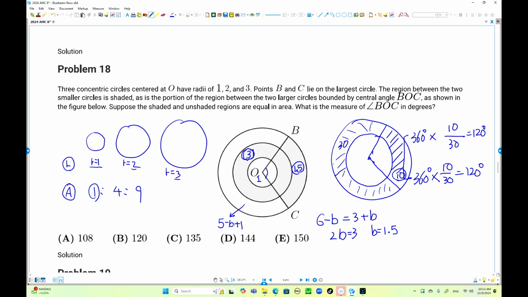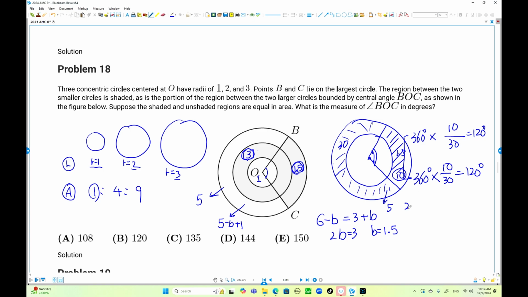What about the other side? 9 minus 4 is what? The entire area is what? 5, right? This one is only what? 1.5. This is 1.5. The whole thing is what? 5, okay? So what is the central angle?